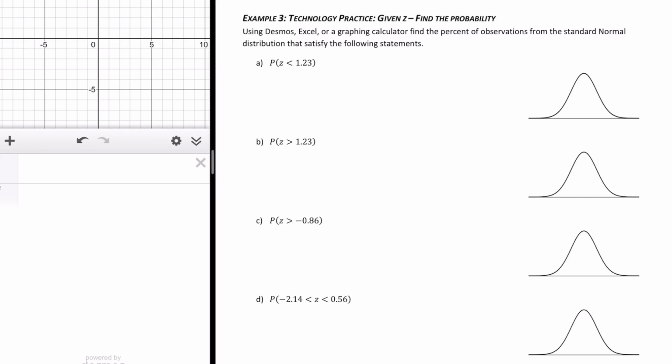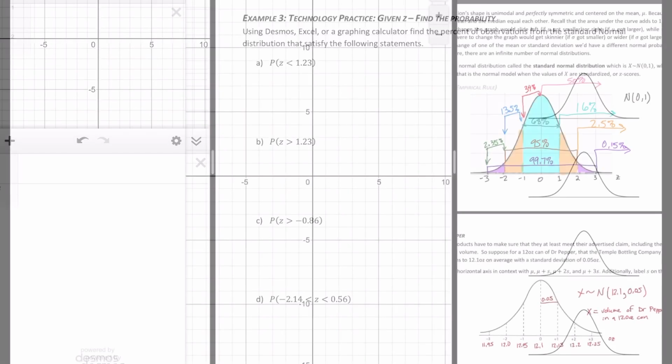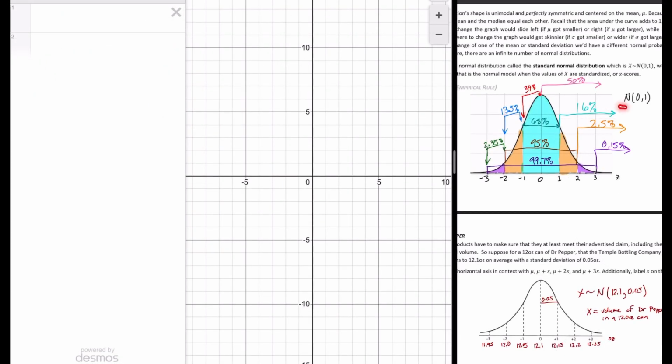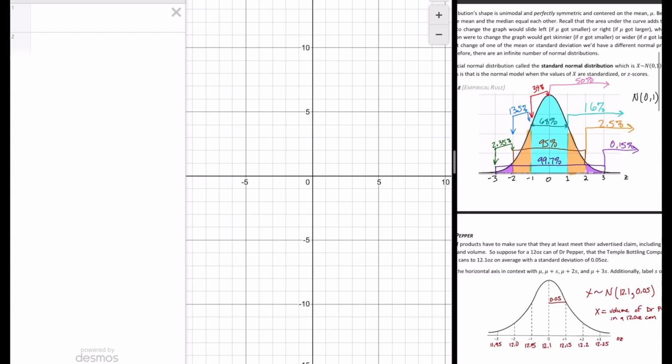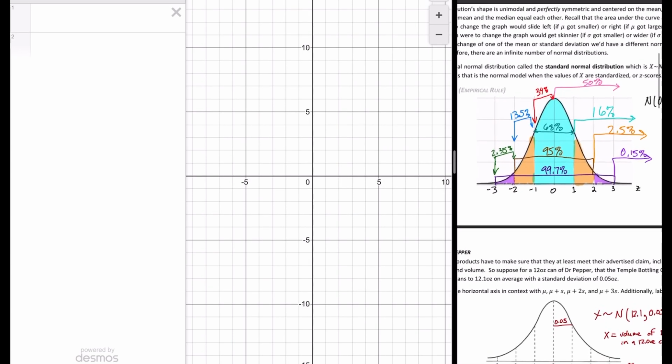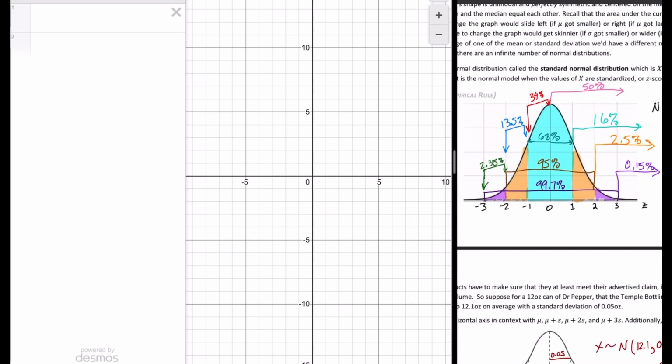But before we dive into these questions, I'm actually going to go back to the 68, 95, 99.7 rule and show you how we can get all those probabilities using Desmos. All right, so here on the right, we have our standard normal distribution, a normally distributed distribution with a mean of 0 and standard deviation of 1. And then our 68, 95, 99.7 rule, or the empirical rule. Let me zoom in on it just a bit.